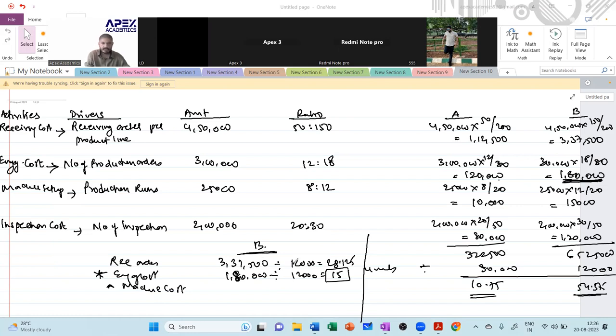Machine cost is, if I'm not mistaken, how much? I can see it. 15,000 divided by 12,000. So it is 1.25.